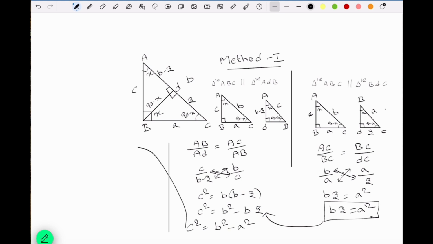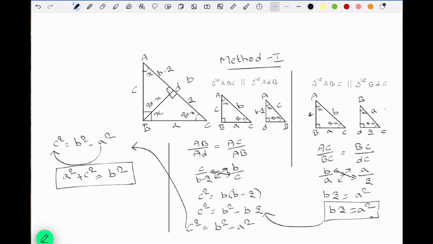If we are taking this equation to this side, C square is equal to B square minus A square. I am taking the negative A square to the left hand side, it will become positive. So A square plus C square is equal to B square. This equation might not look like the conventional A square plus B square is equal to C square formula.